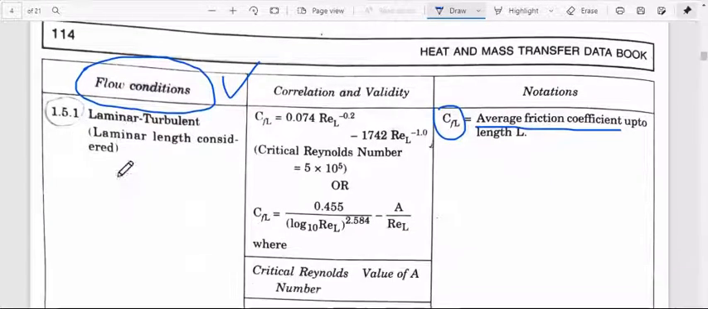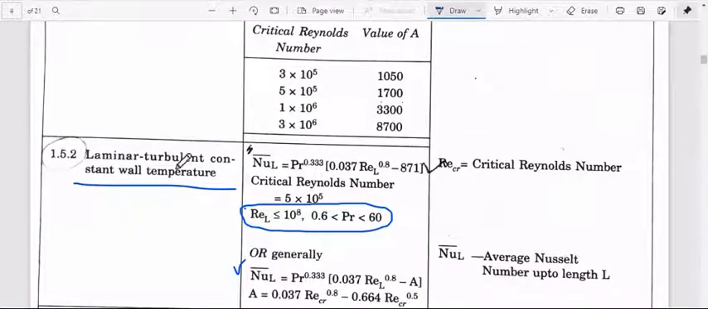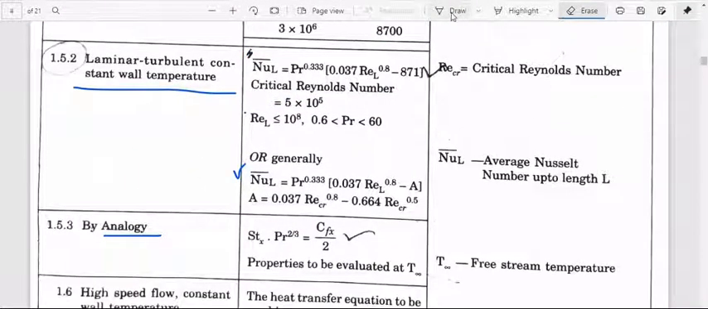And next one, 1.5.1 laminar turbulent, laminar length considered. So here CFX value, friction coefficient is not mentioned. That's why we did not consider this formula also. So here 1.52 laminar turbulent constant wall temperature. So constant wall temperature, this is the formula. NUL is equal to Prandtl number power 0.333 into 0.3037 REL power 0.8 minus 8.71. So here we need to consider this formula. The analogy is not mentioned in the question.